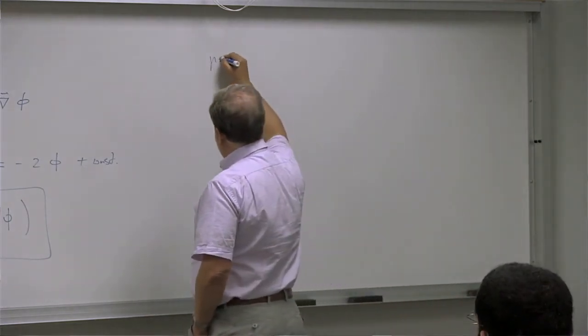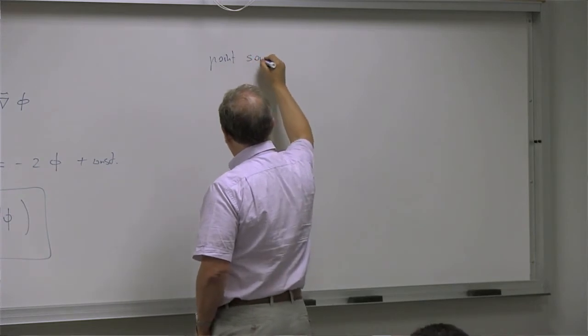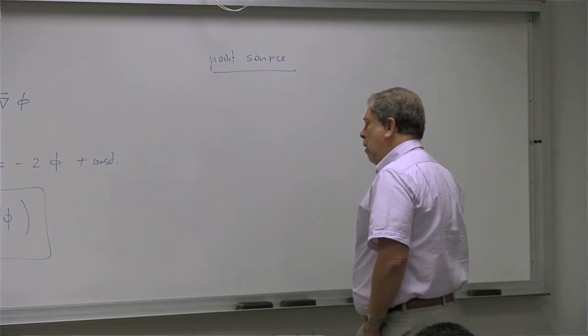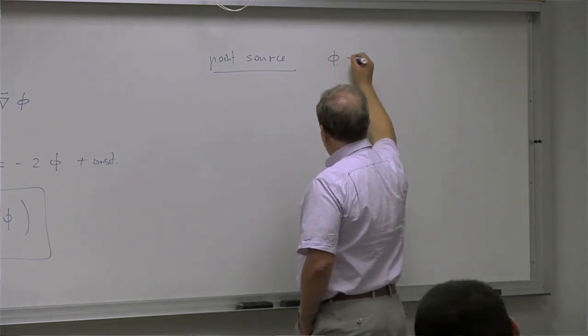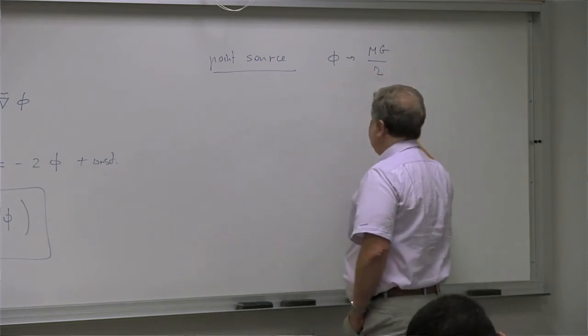Now, if we do have a point source, then we know that phi becomes minus GM over r.